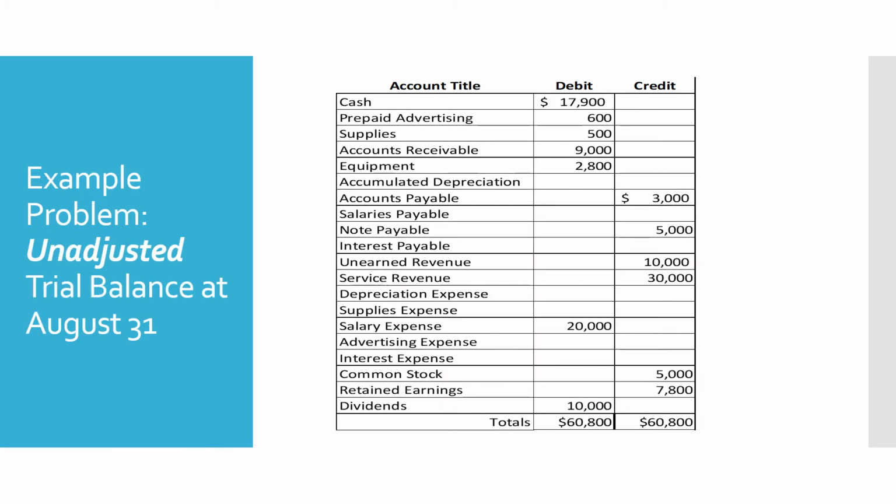So here's the unadjusted trial balance that we started with, and you'll notice that there are some accounts here that don't have balances at all, like accumulated depreciation and interest payable and interest expense. And there are other balances that we know are not up to date on here.